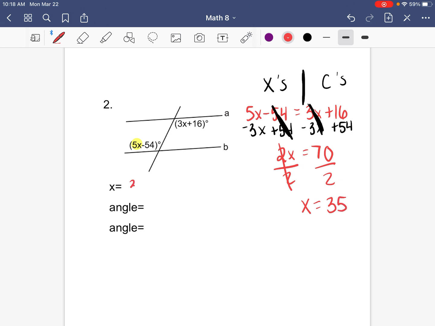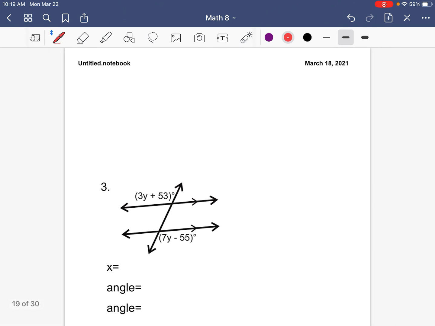x is 35. Now in this situation, we don't know either angle, so we at least have to plug 35 into one of the angles that have x in it. So I'm going to do 3 parentheses 35 plus 16 because that equation just looks a little more friendly. I got 121 degrees. Since this angle is 121 degrees, sorry, this one right here, that means this angle has to be 121 degrees as well.